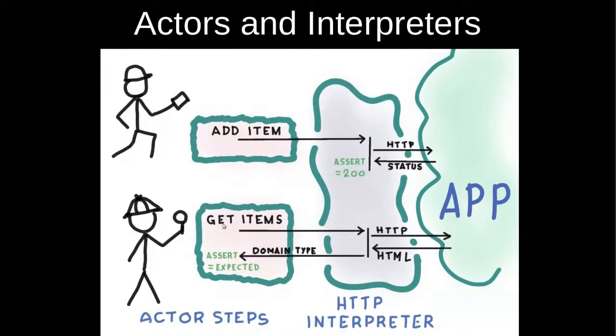Some other steps instead assert that the state is the way we expect it to be. For example, get items. In this way, we write the step only once using domain terms, domain words, and then the interpreter will translate it into HTTP calls. But the assertion will be done on the actor side, because it will be a domain assertion. So we expect that the items are exactly the items that should be there.